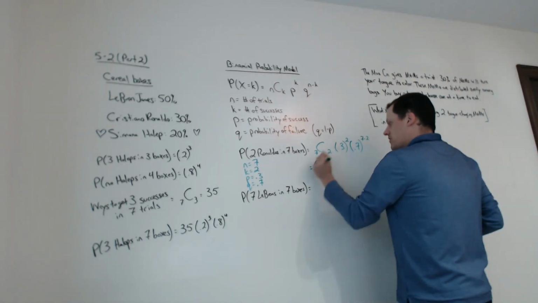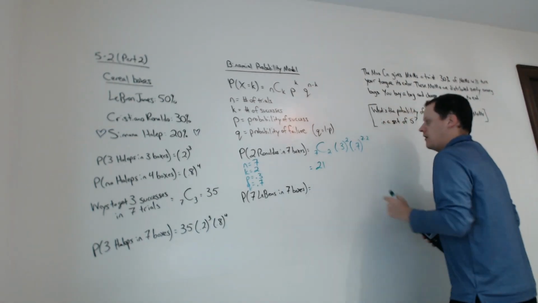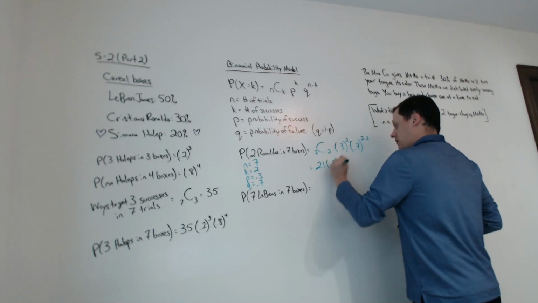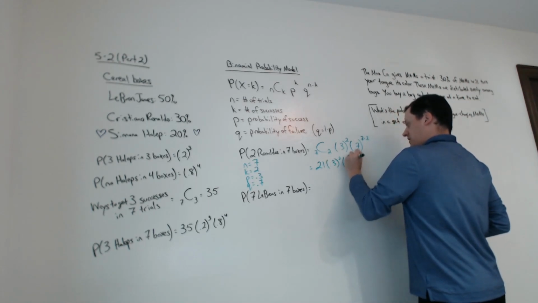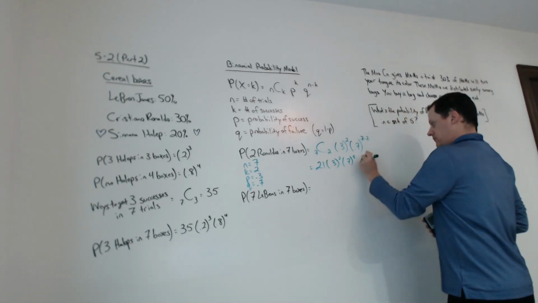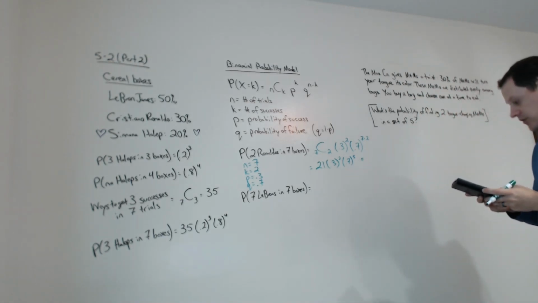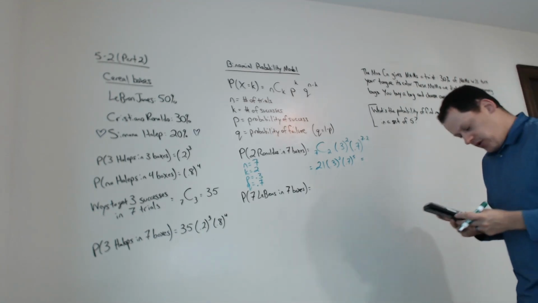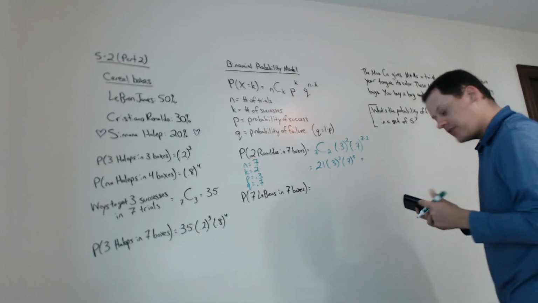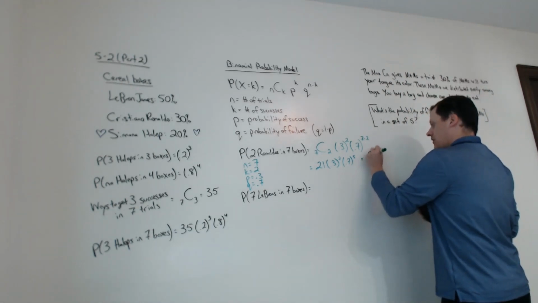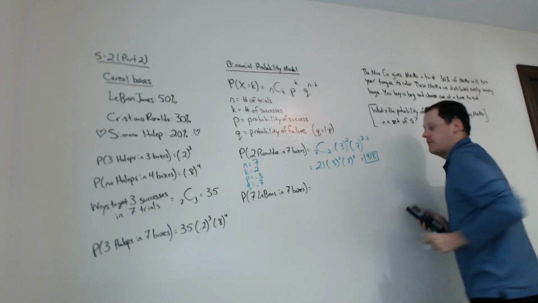So this is 21 times 0.3 squared times 0.7 to the 5th. Okay, so 21 times 0.3 squared times 0.7 to the 5th. I get 0.318 if I round to 3 decimal places. 0.318.